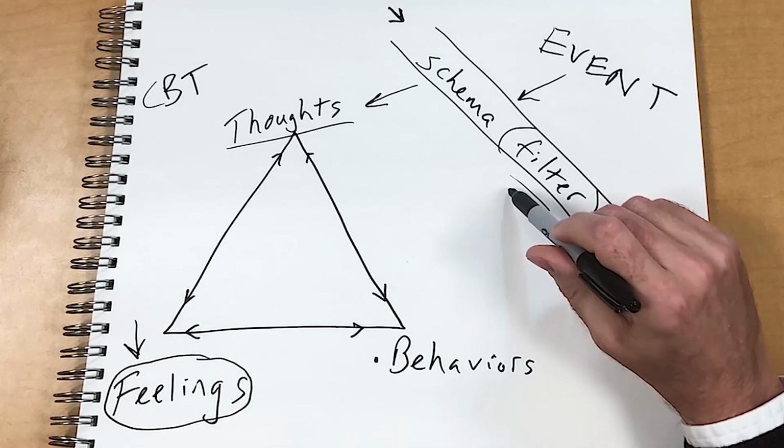So therapy involves really examining your schema, what it is, what it contains, what kinds of glasses you look at through life and relationships, and most importantly, where it came from. So in essence, we're looking to clean the filter out.